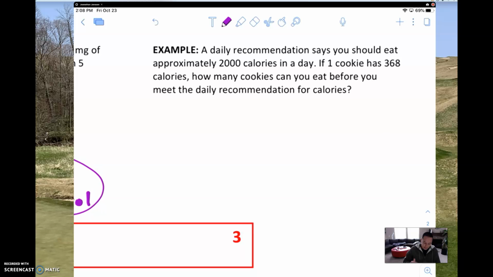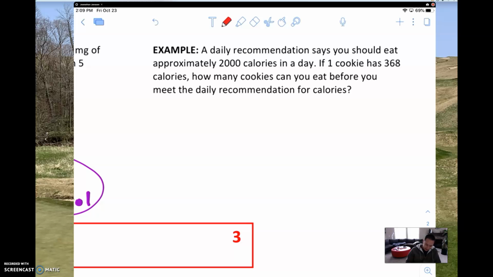So let's look at the next one. A daily recommendation says that you should eat 2,000 calories a day. That's kind of a general healthy recommendation. If you're more active, eat a little bit more. You can have more calories. So 1 cookie we know has 368 calories. How many cookies can you eat before you meet the daily recommendation for calories?